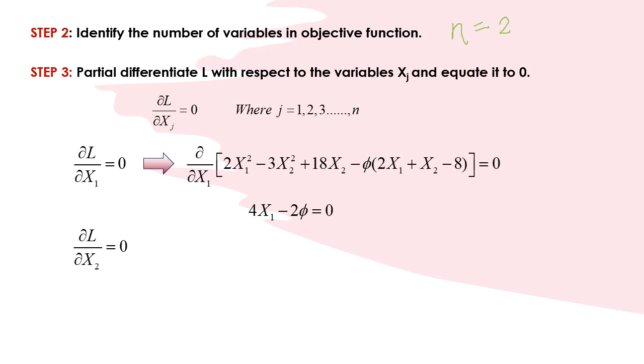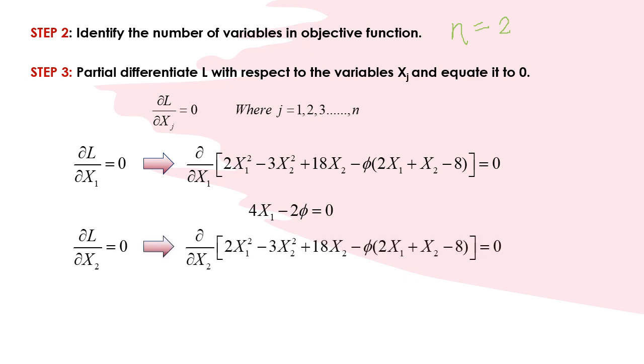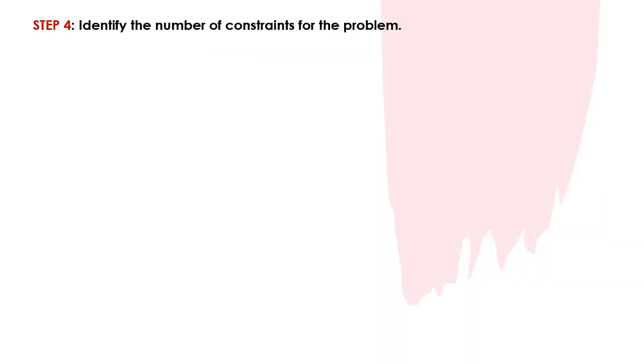Next, dou L by dou x2 is equal to 0. Again, I have to partially differentiate with respect to x2. So I will get minus 6x2 plus 18, sorry, plus 18 minus phi is equal to 0. I will consider this as my second equation. Then we go for the next step. Step 4. I have to identify the number of constraints for the problem. Again, it is already identified, that is nothing but m. So my m here is 1.